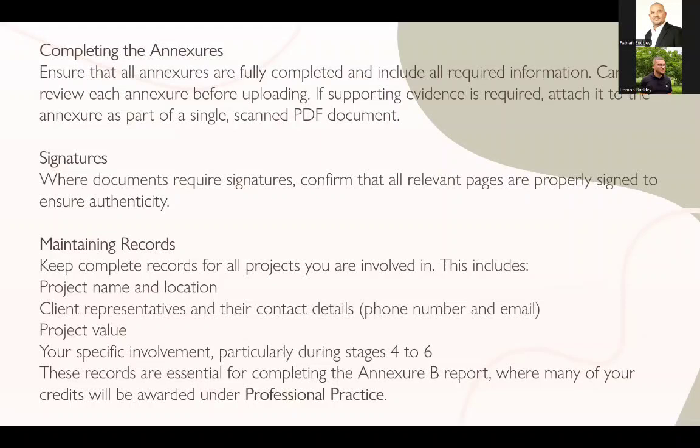Get the representative's contact details, number, and email. Get the project value. Your specific involvement, as I said, from stages 4 to 6. If you are from 1 to 6, even better, you can obviously include it. And then these records are essential for completing the Annexure B report, where many of your credits will be awarded under professional practice.